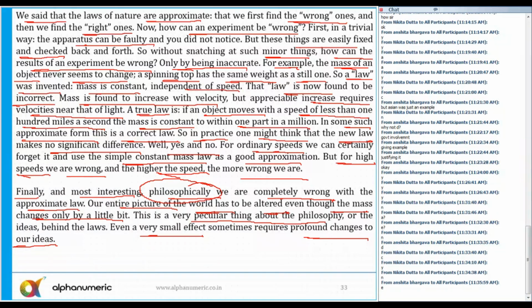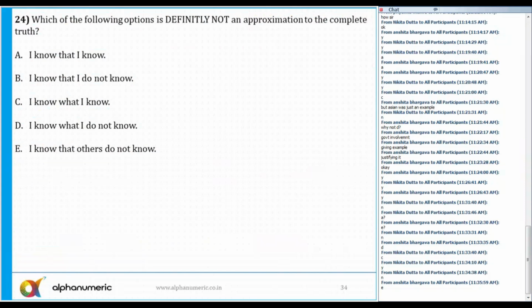Because we can never have a law which is always true. We can always have laws that are approximates. That is why philosophically we are always wrong. This is what he's trying to say. Based on this, he asks you question number 24.